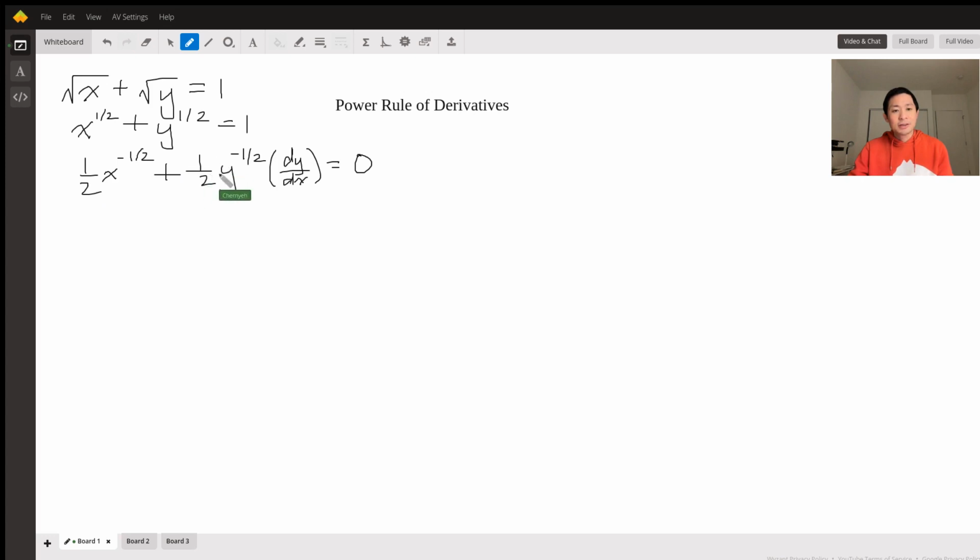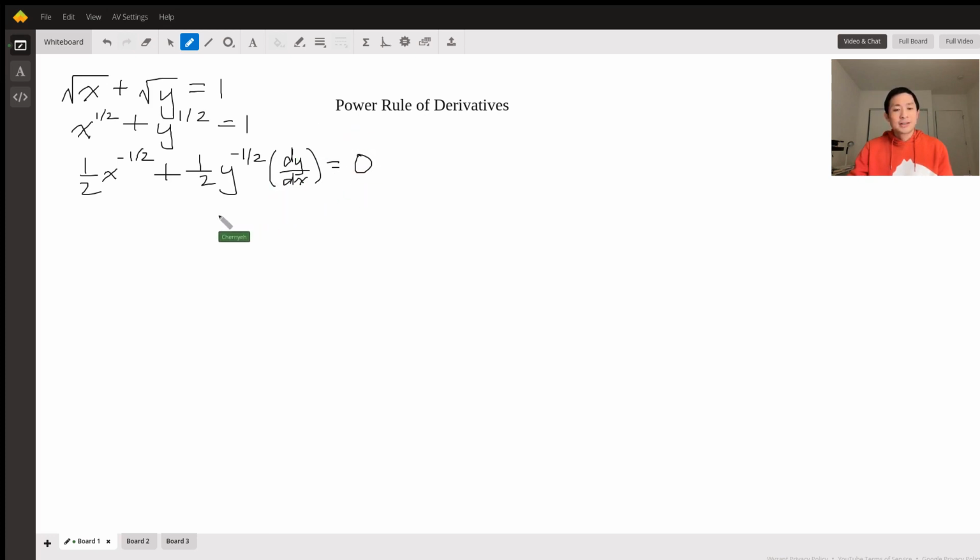Plus, we're going to do the same thing with this term, y to the 1/2. Taking the first derivative will give us 1/2 y to the negative 1/2 times the derivative of y itself, which is dy over dx. And then the derivative of 1 is 0, since it's a constant. So that is going to all equal 0.